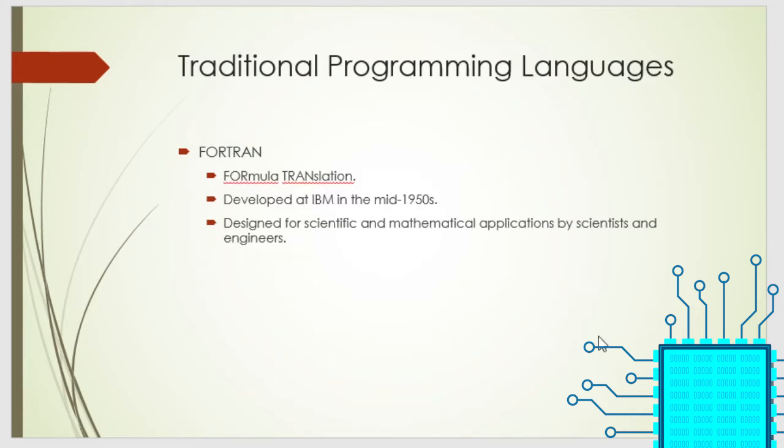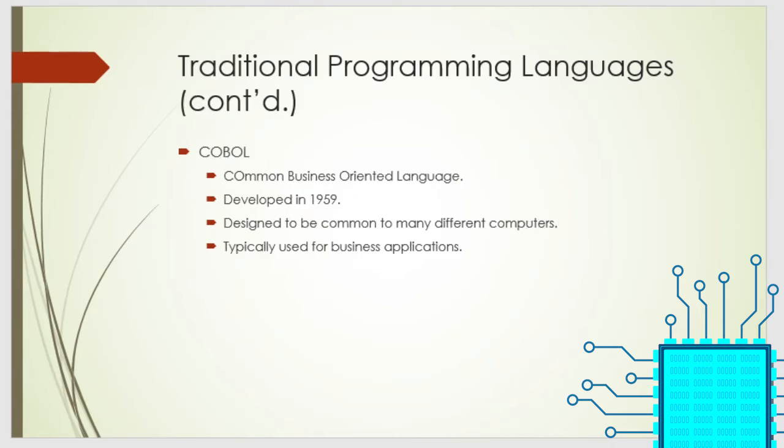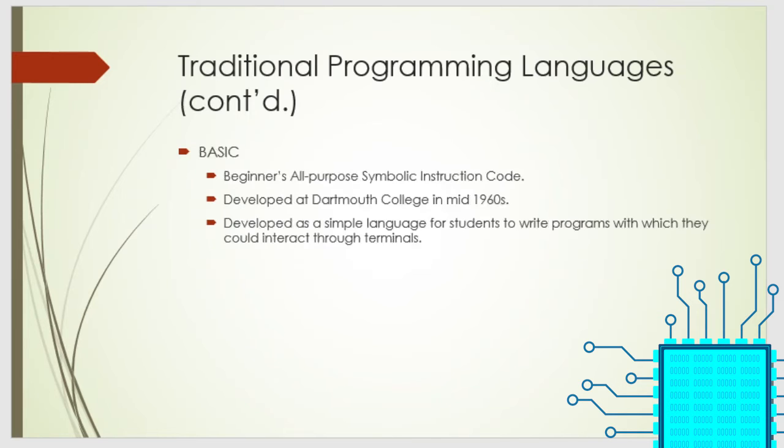An example of a traditional programming language is Fortran, that is Formula Translation, which was developed at IBM in the mid-1950s, designed for scientific and mathematical applications by scientists and engineers. The next is COBOL, a Common Business-Oriented Language developed in 1959, designed to be common to many different computers, typically used for business applications.